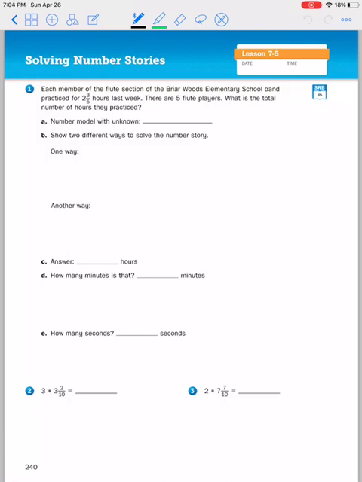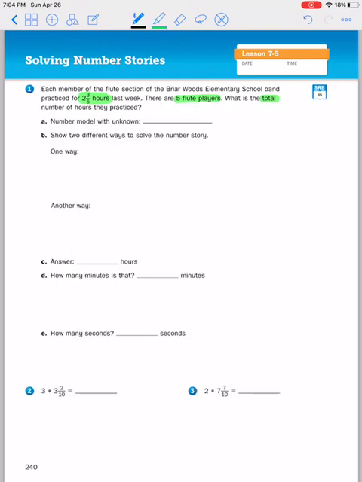The journal pages for lesson 7-5 are on solving number stories. So let's look at number 1. It says each member of the flute section of Briar Woods Elementary School band practiced for 2 3/5 hours last week. So I'm going to highlight that information. There are 5 flute players. What is the total number of hours they practice?